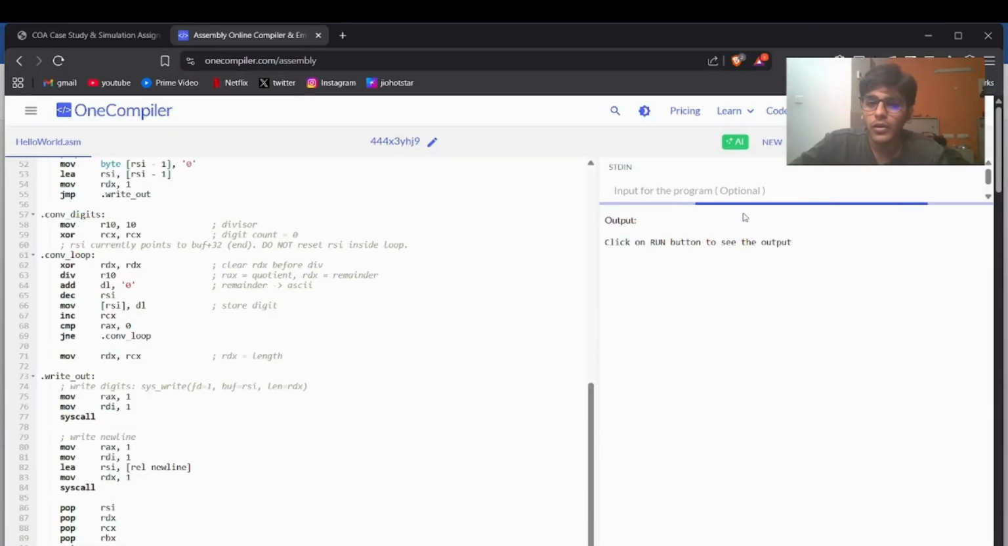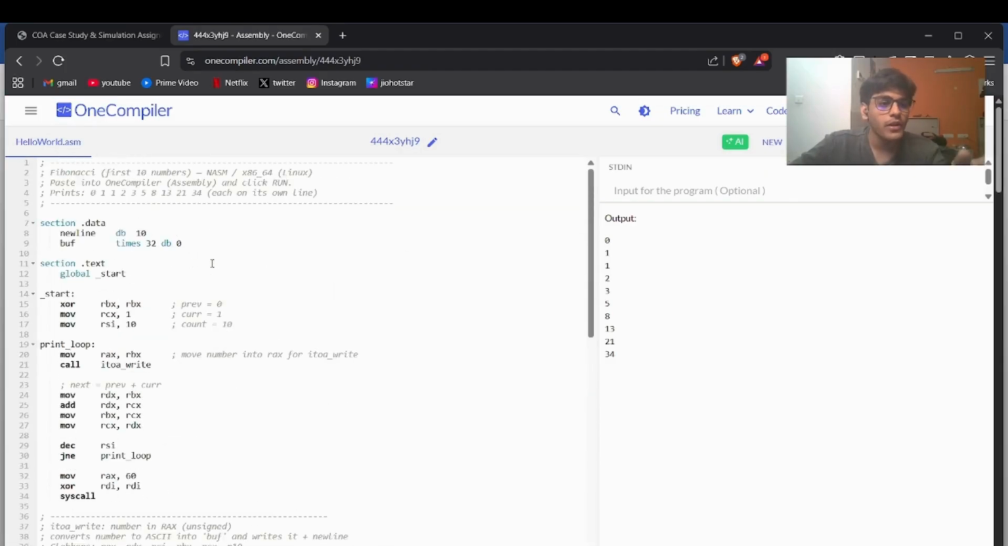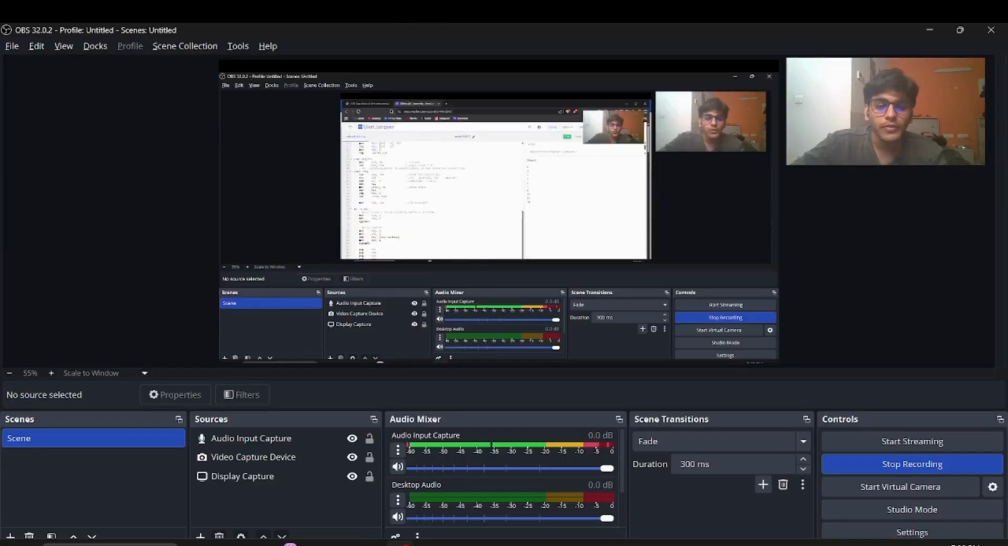Now I'll be running the code. And as you can see, we get the Fibonacci sequence here. So the code is complete, as you can see. Thank you very much.